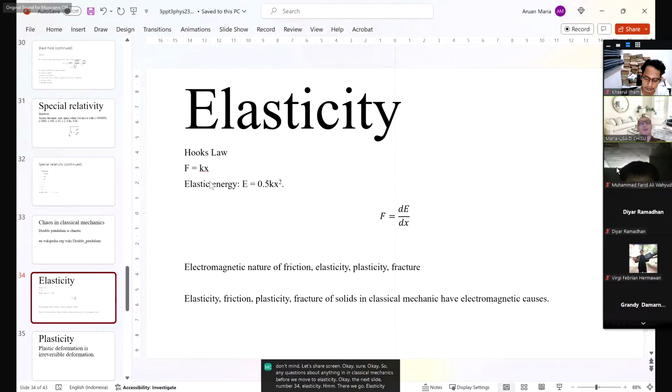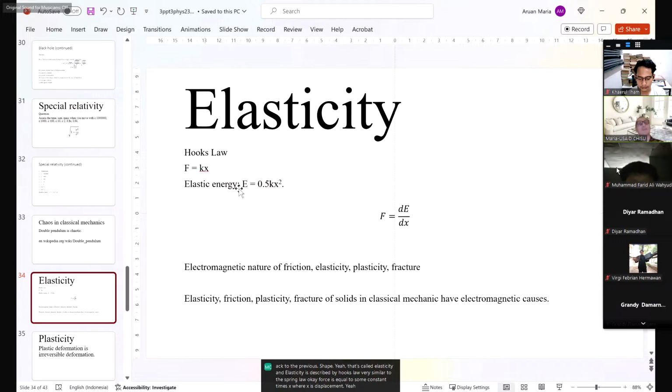Elasticity is the ability of the body to regain its original shape. For example, I squeeze my eraser, and when I remove the force, the eraser gets back to the previous shape. That's called elasticity. And elasticity is described by Hooke's law, very similar to the spring law. Force is equal to some constant times x, where x is displacement.